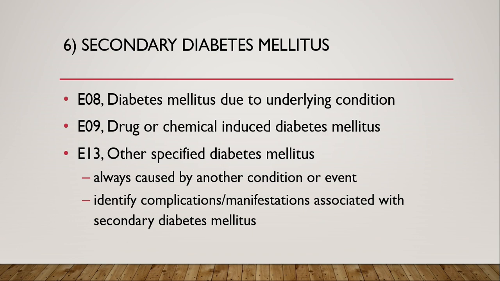There is an instructional note there that when you go to your E08 category, you always need to code first the underlying condition. As per the definition itself, secondary diabetes mellitus, E08, the patient suffered diabetes mellitus due to an underlying condition. For example, if there's a cancer in the pancreas, remember your pancreas produces insulin, which is very important in the absorption of glucose. So if there's a malignancy in your pancreas, it may affect the production of insulin, and it may cause diabetes mellitus. That diabetes mellitus is considered secondary because it is caused by an underlying condition.